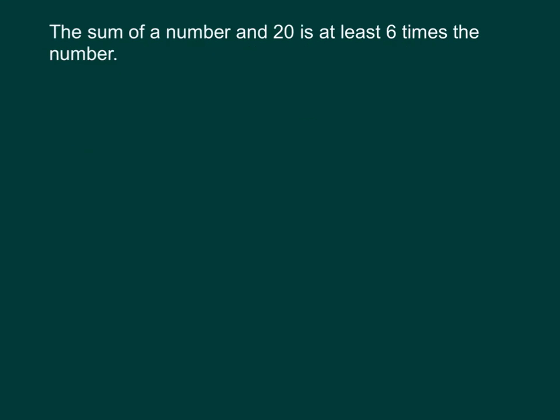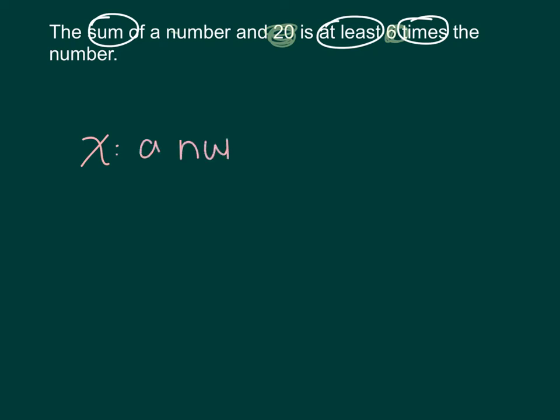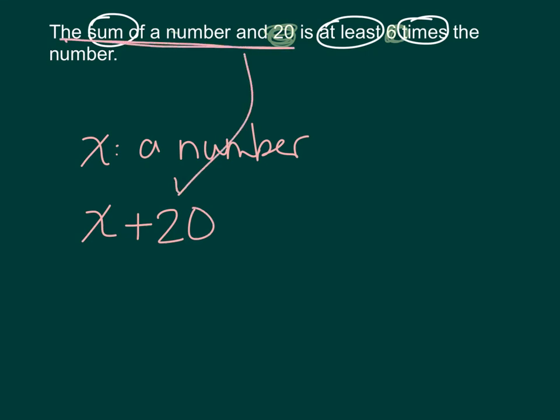Okay, here's the next one. Read it, highlight it, underline it, circle it. I know that I'm adding because I see sum in there. I know at least, so I know which way the inequality is going to go, and there's a times, so it's multiplying there. Okay, the sum of a number, so let's call x some number. It's a number that I'm looking for, okay? I know I use x a lot. Okay, the sum of a number. Sum means adding that number and then 20. So I just did this part. The sum of a number and 20 is that.